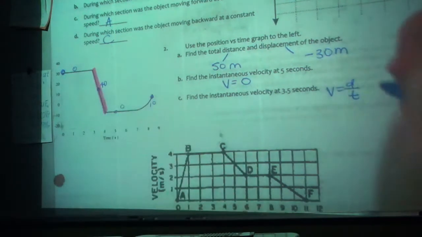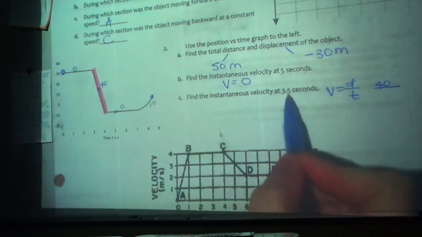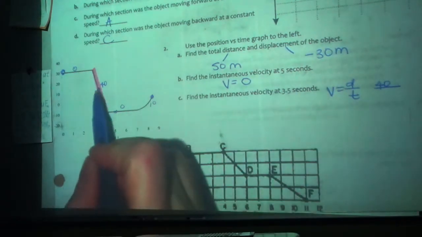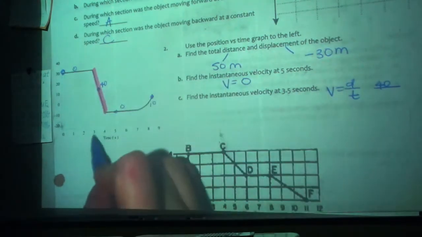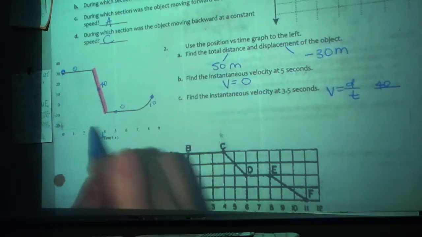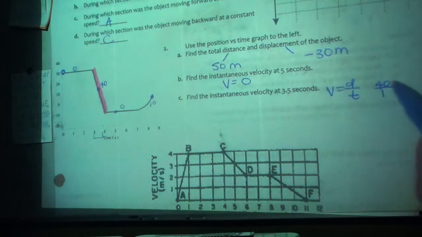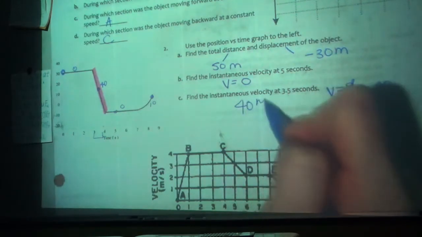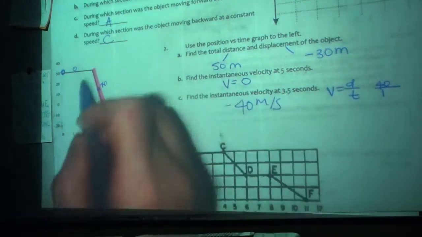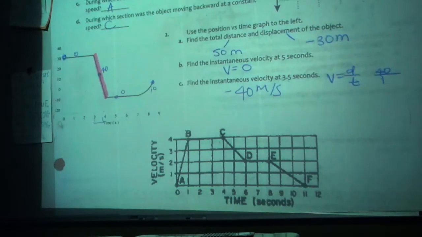We have that it was 40 meters, and then we just look at how much time it took. We're not plugging in the 3.5. 3.5 is the time that the clock reads. How much time that took is from 3 to 4 seconds, so 1 second. So 40 meters in 1 second is 40 meters per second. Technically it's negative because it's going backwards, but not a big deal.